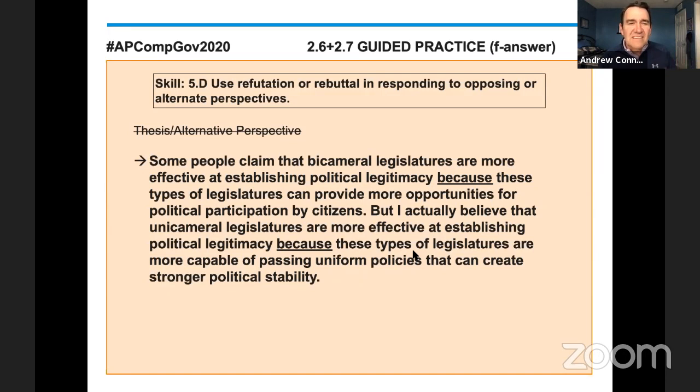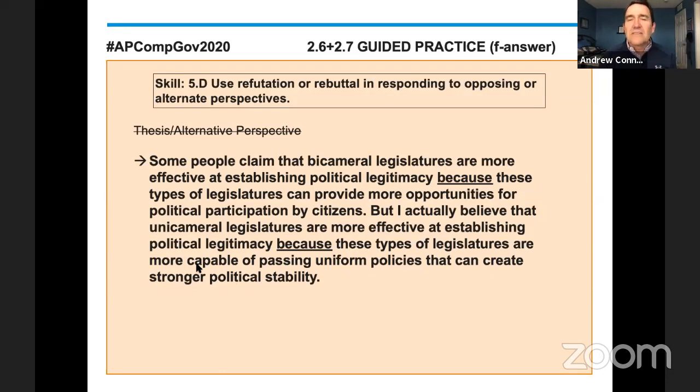So I tried to replicate some of that good writing I've seen from students, where I responded to some people claim that bicameral legislatures are more effective at establishing political legitimacy because these types of legislators can provide more opportunities for political participation. It's one of the core concepts. But I actually believe that unicameral legislatures are more effective at establishing political legitimacy because these types of legislatures are more capable of passing uniform policies that can create stronger political stability.